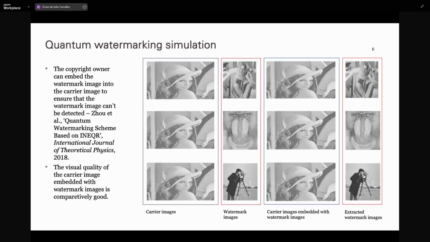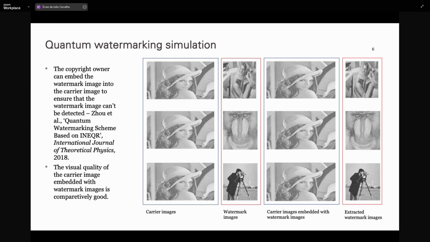This is just a visual representation of what quantum watermarking looks like. You see the copyright owner can embed the watermark image into the carrier image to ensure that the watermark image can't be detected. Also, referring to this paper, Quantum Watermarking Scheme based on INEUEQR, published in the International Journal of Theoretical Physics.